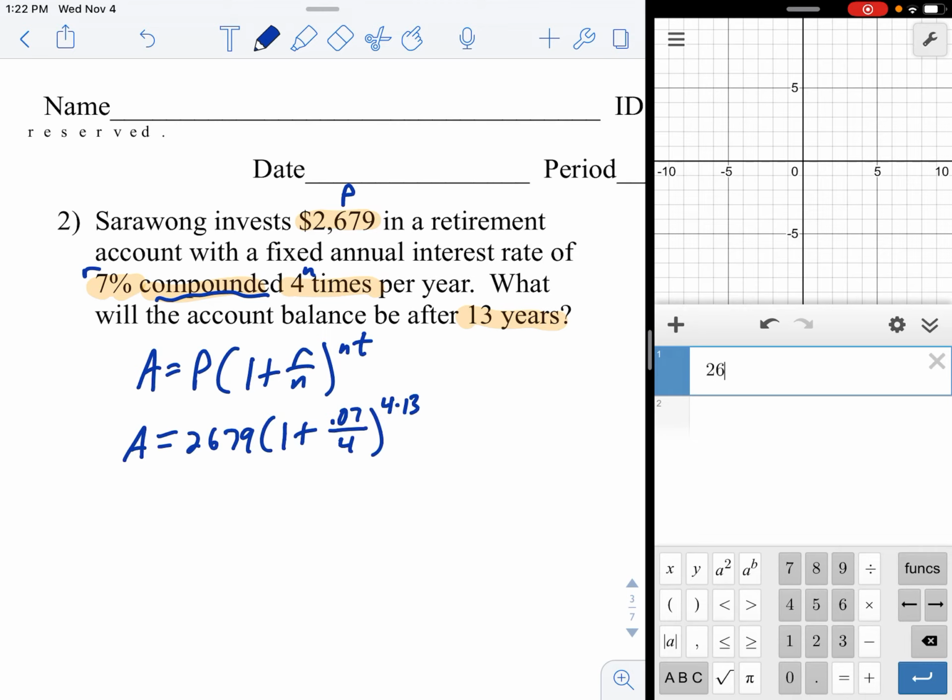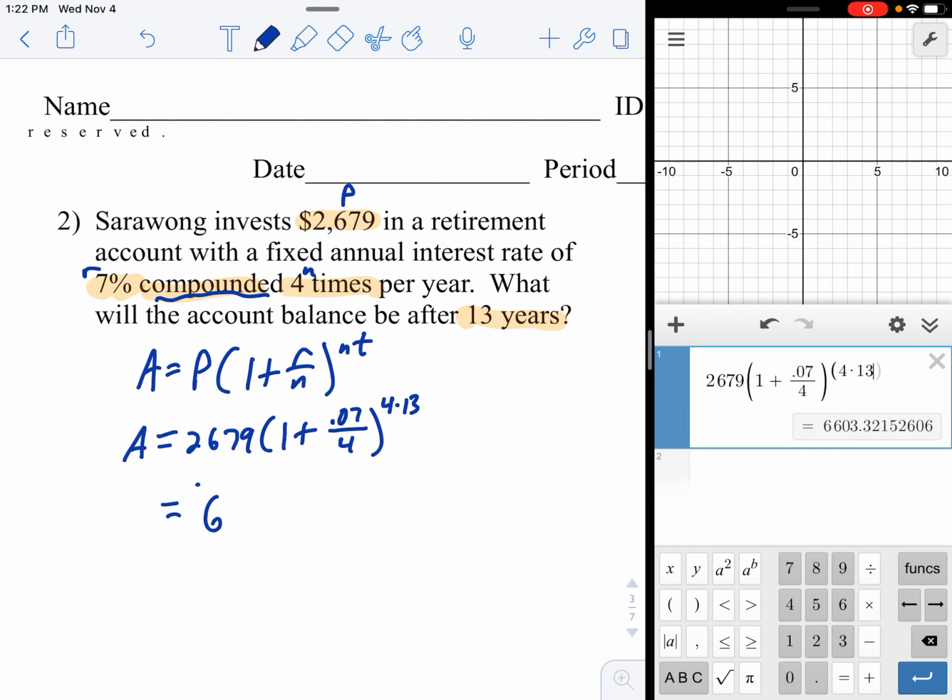So 2679 parenthesis 1 plus 0.07 over 4. Now, I need to raise this to the power that says 4 times 13. Watch what happens when I type in 4 times 13. Desmos put the 13 in the wrong spot. We get $37,000. There's no way that's true. The 13 needs to be up there. So with Desmos, what you need to do is parenthesis 4 times 13 and do that to get the right answer.